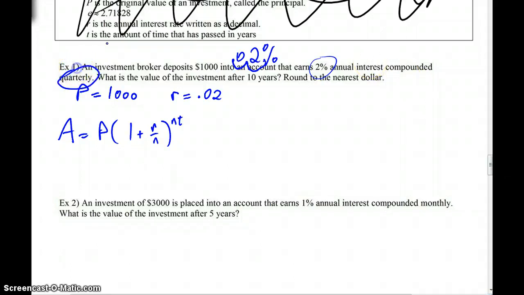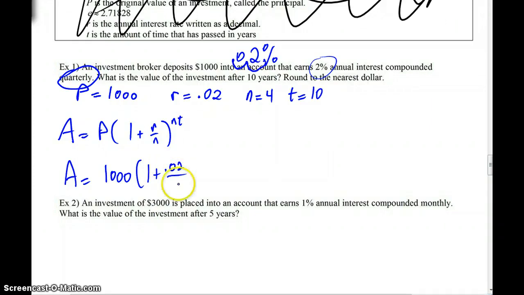Compounded quarterly. Well, this means our N, just as we said before, 4 quarters in a dollar, 4 quarters in a basketball game, N, of course, would equal 4. And what is the value of this investment after 10 years? Well, of course, this would lead us to say that T is equal to 10. All we have to do, very simply, is substitute all of these terms into our formula and then plainly and simply work this out.